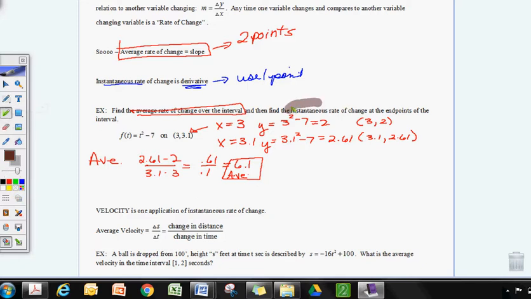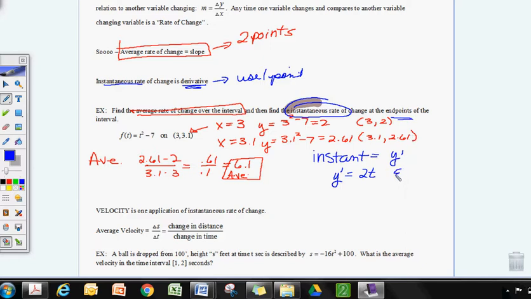Wrong line there. The instantaneous rate of change, that is when I take the derivative. So at an instant, I have got to take my derivative, y prime. Okay, so the derivative is 2t. Got it. Done. Now, it asked me at the endpoints.